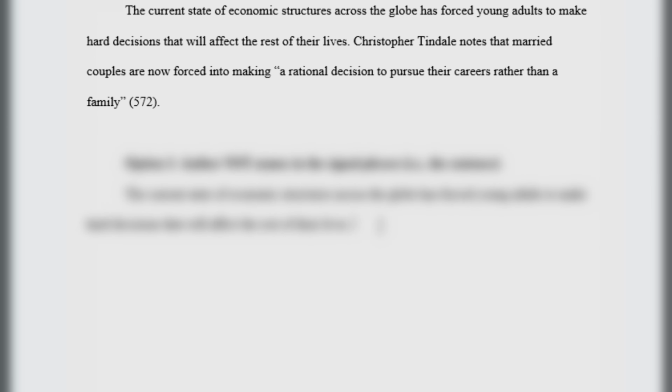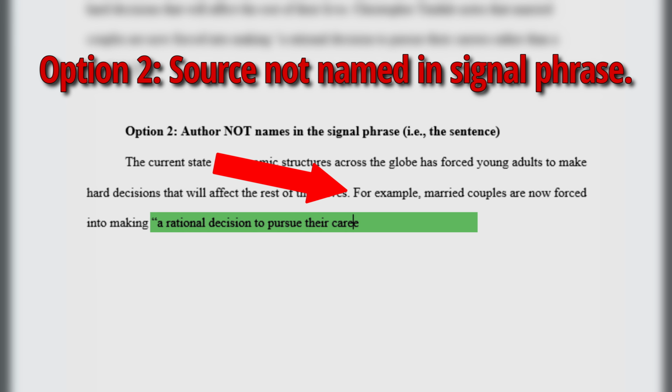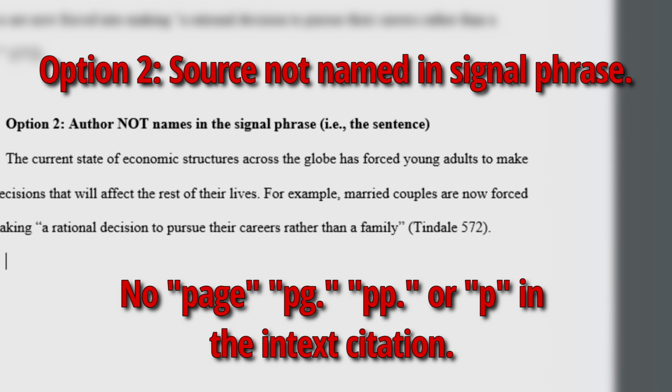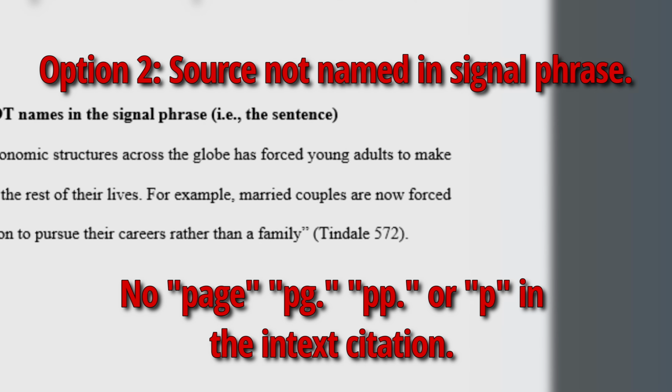In the second example, I do not name the author in the signal phrase. I just write my sentence and add the quote to it. Because I've used this author's words and I did not give credit in the signal phrase, I have to add the author's last name to my in-text citation. There's no comma between the author's last name and the page number, and also notice there is no letter P, there are no letters PP in the parentheses, just the last name and the number.